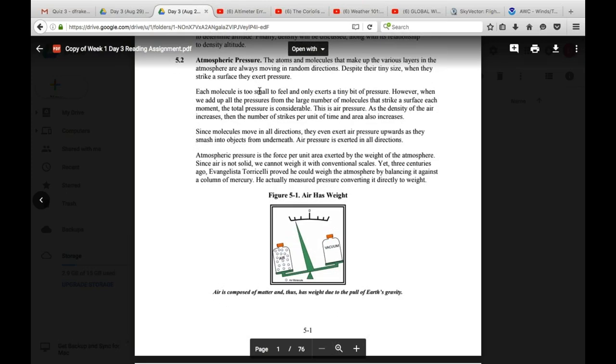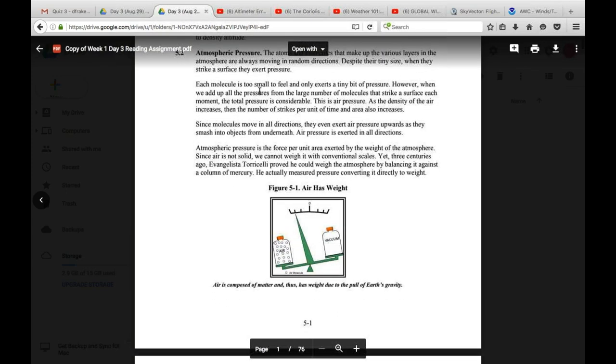As the density of the air increases, the number of strikes per unit of time and area also increases. So this is just like we were talking about how our engine performance increases when it's cold, because there are more air molecules going through the engine. And if it's hot, our pressure is decreased and there's less air going through there.